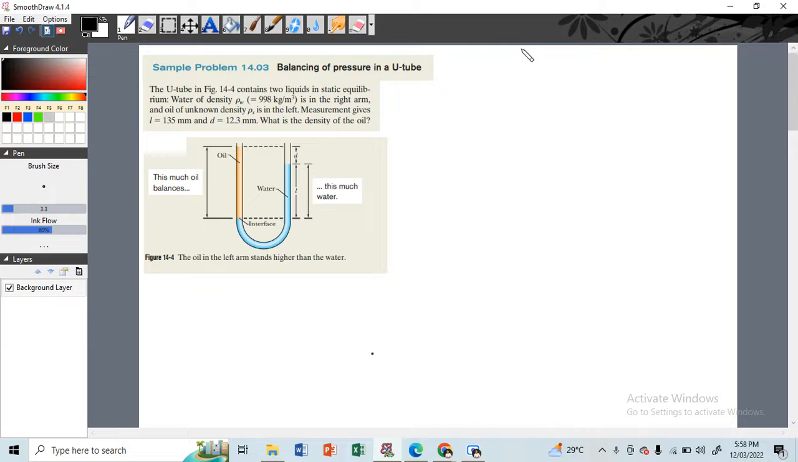Okay, guys, so for this video, I will discuss some of the problems in Fundamentals of Physics. This is a sample problem 14.03. It's about dynamic fluids. I think this is the sample problem from the book, and I think it will be interesting to discuss this question.